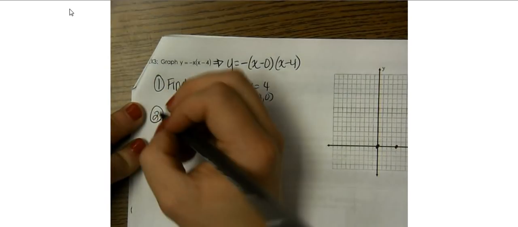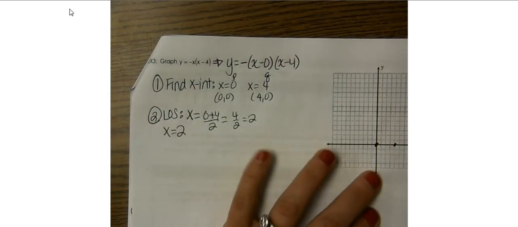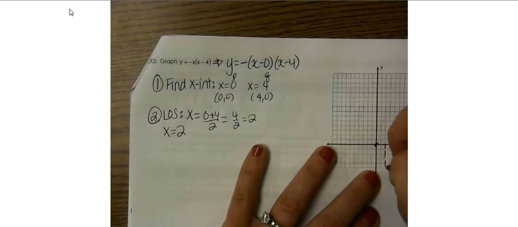Next, I need to identify my line of symmetry, and my line of symmetry is always the average of my x-intercepts. So that's going to be x equals, this is my p-value and my q-value, and averaging these numbers, 0 plus 4 divided by 2, is going to be equal to 4 over 2, which is 2. So x equals 2 is my line of symmetry. So I'm going to go to where x equals 2, and I'm going to draw a vertical dashed line.